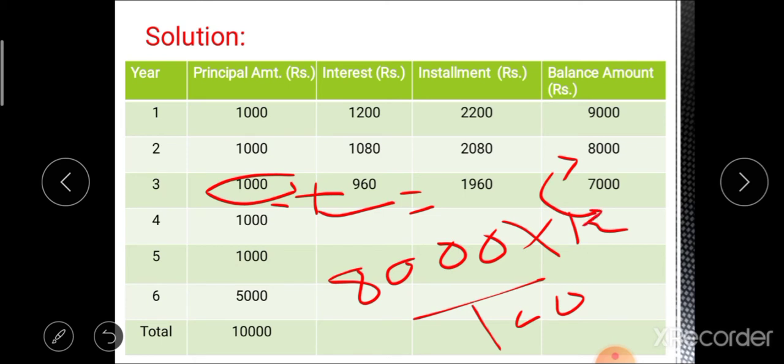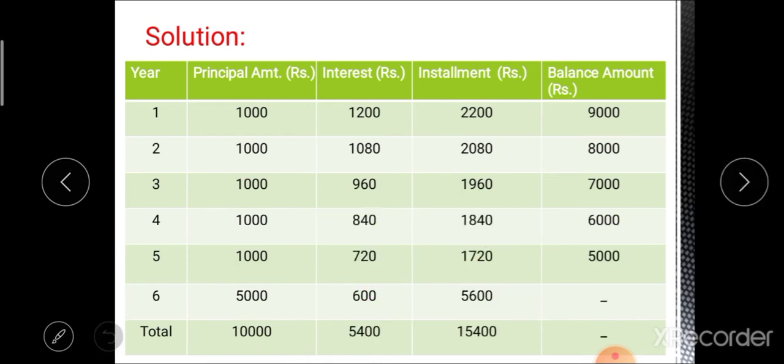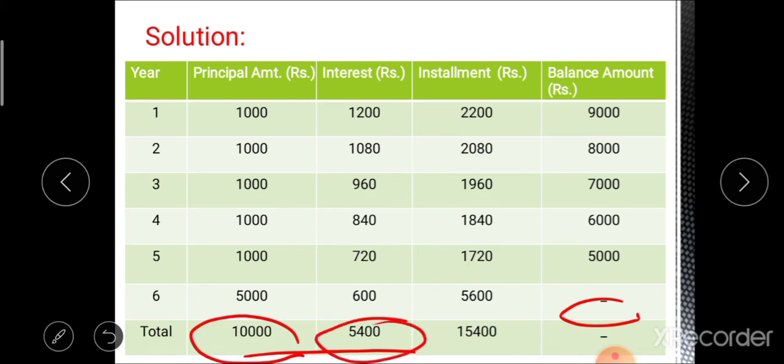Similarly, calculate all the interest, installment amount and balance amount for the next 3 years. We get this total repayment plan. That means at the end of this 6 years there is nil balance. The total loan amount is 10,000 rupees, the interest paid is 5,400 rupees, and the total installment amount is 15,400 rupees. Okay, this is the first, that is, the partial repayment plan.